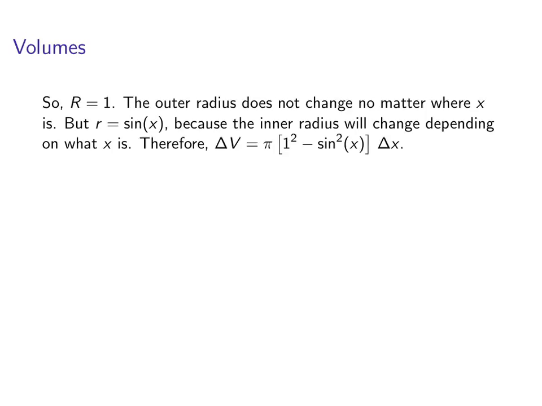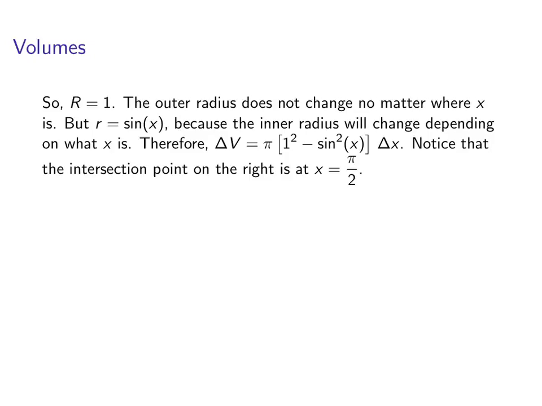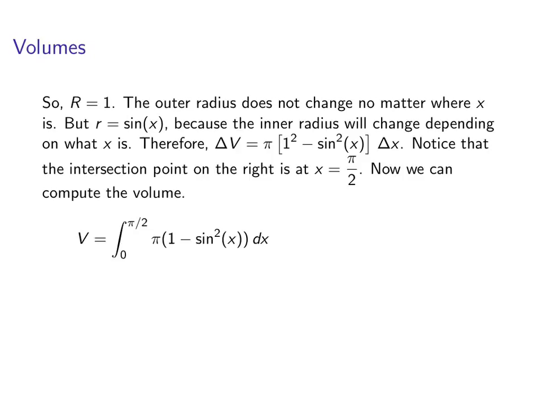So delta V equals pi times 1 squared minus sine squared x times delta x. So that's outer radius squared minus inner radius squared times pi times the thickness. And we can see that there's an intersection point on the right that happens at pi over 2. That's because sine of pi over 2 is equal to 1. All right, we're ready to calculate the volume. So V is equal to the integral from 0 to pi over 2 of pi times 1 minus sine squared x dx.